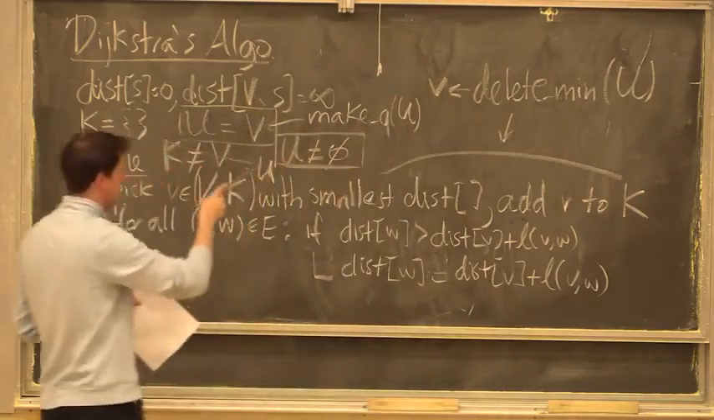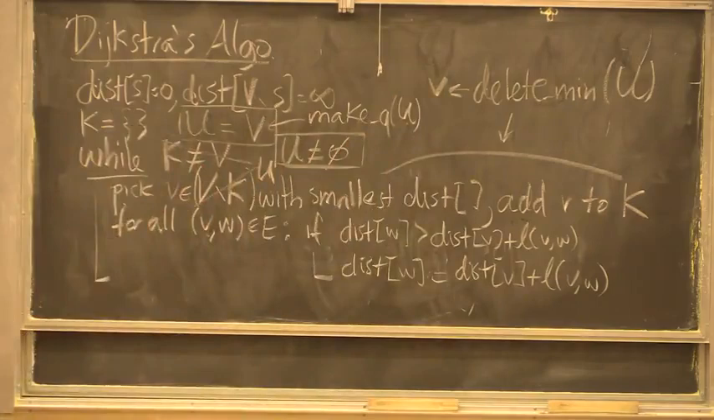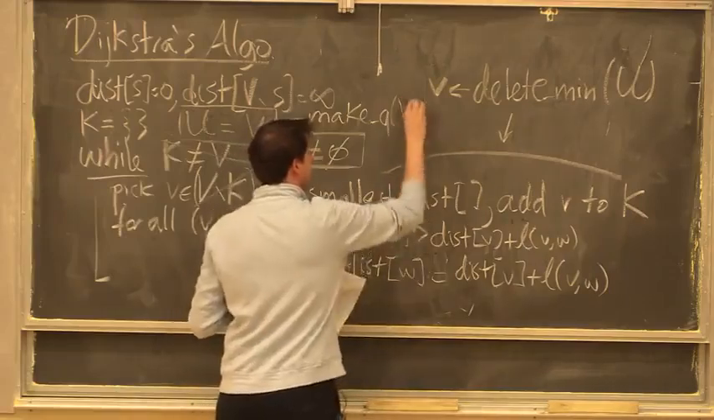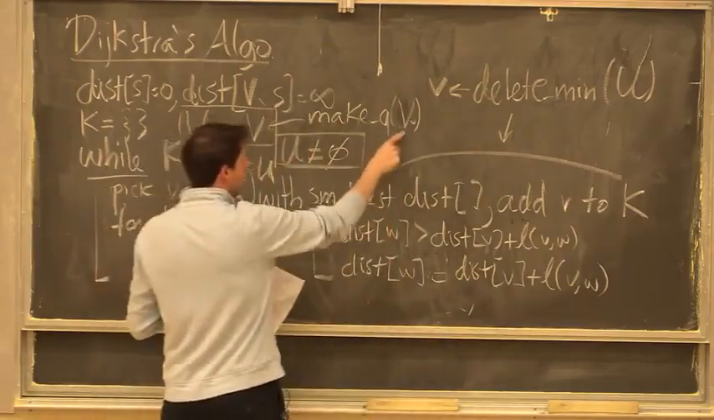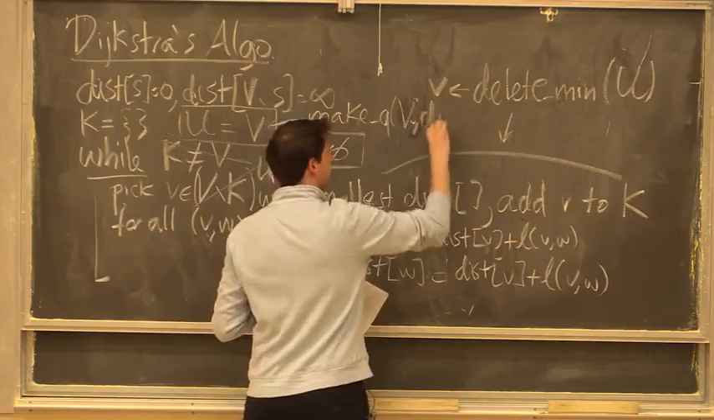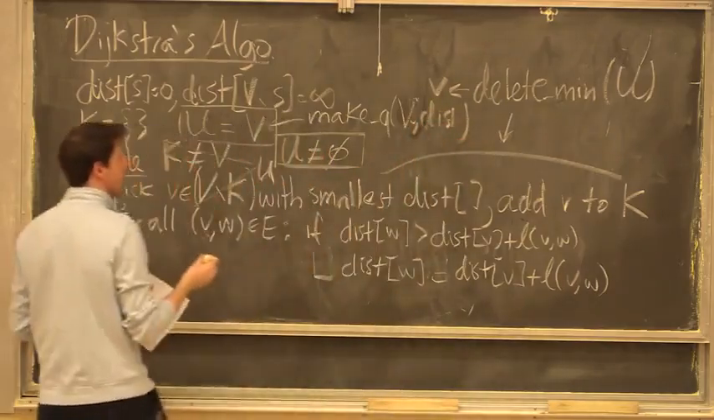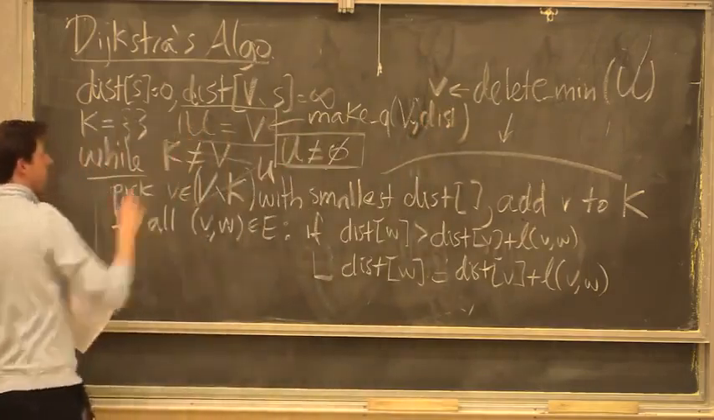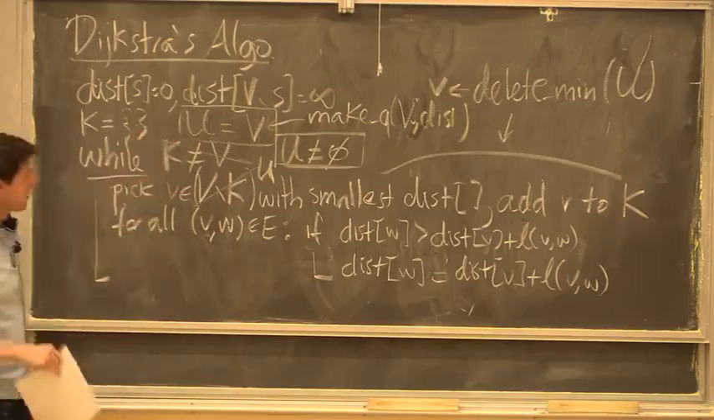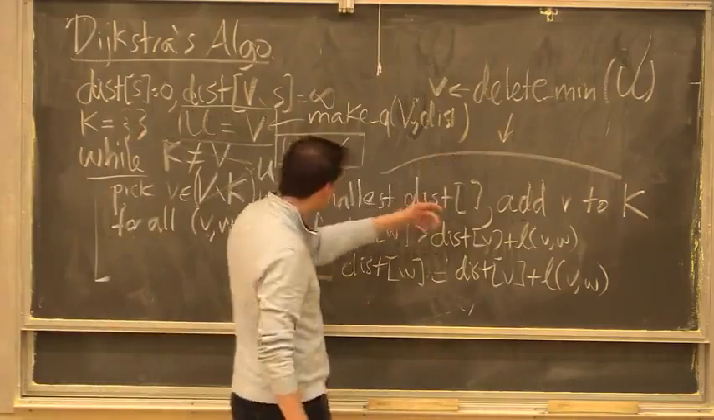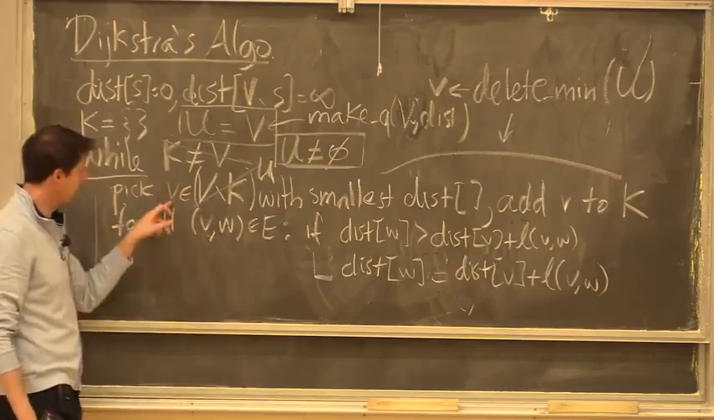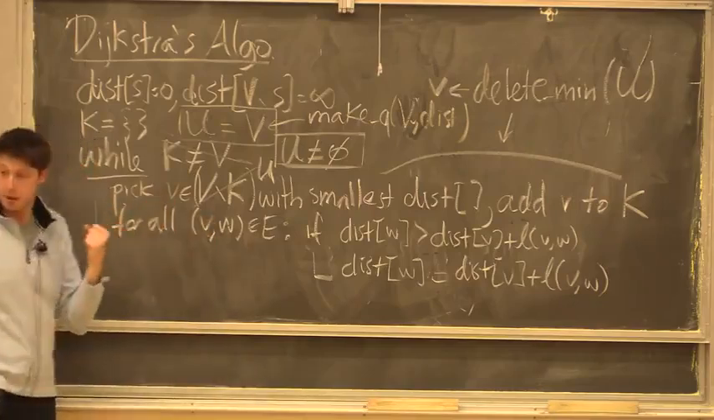I'm not going to keep writing the UE because it's just annoying. So with v, you say, please make a q with v and the distances, and it will return back your q, which I'm identifying with the set u. Here you're going to say, please delete min. It will knock out the smallest v from the q. And that's now you have it in your hand.